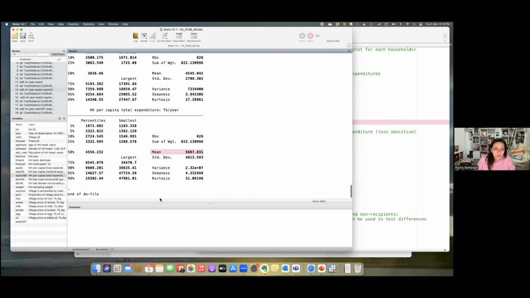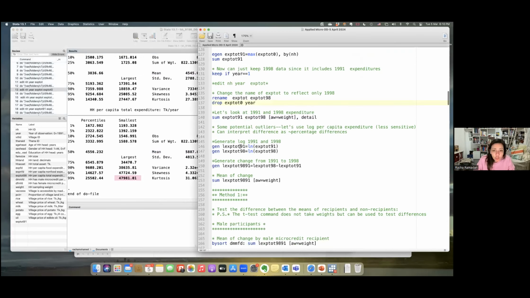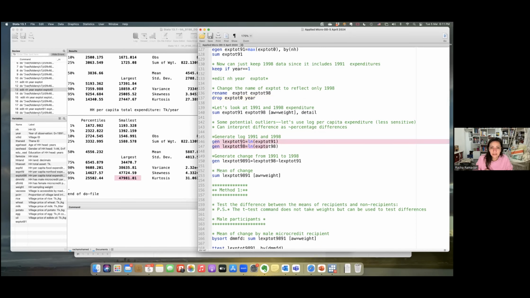Okay, we can observe that there are some outliers with very high values of income or total per capita expenditure. So it's better to use the log value of the total per capita expenditure. And in this case, if I want to calculate the difference between the 2 years, it will be the percentage difference. So I will calculate the difference in the log of these values.